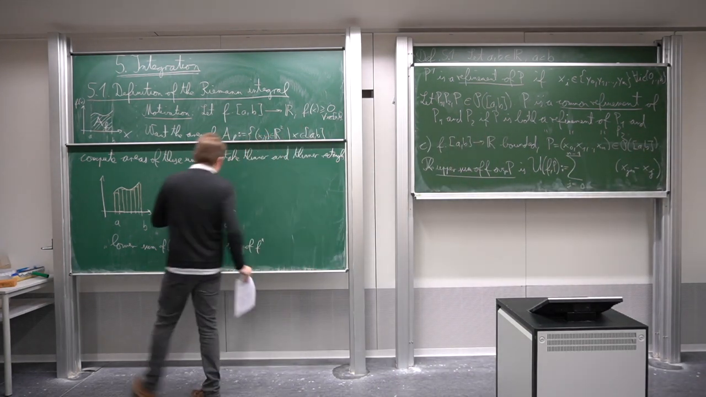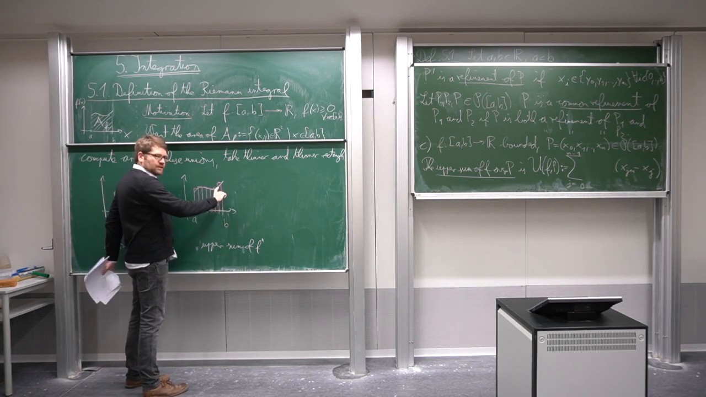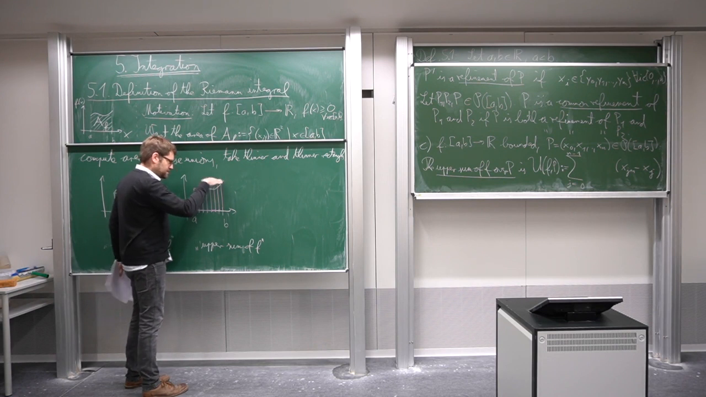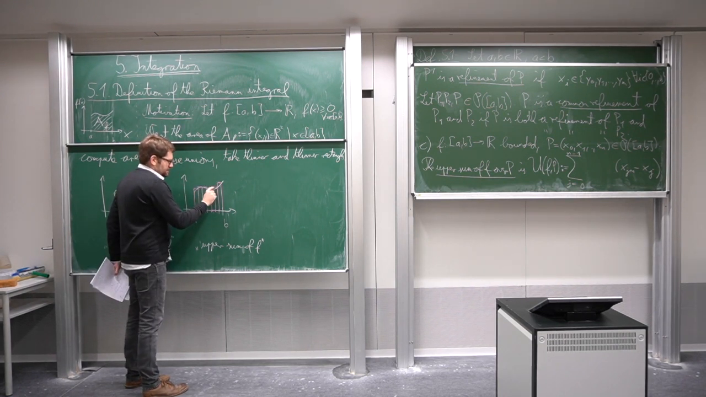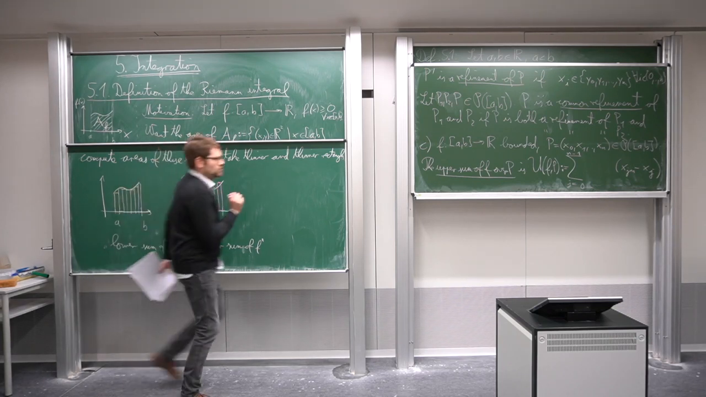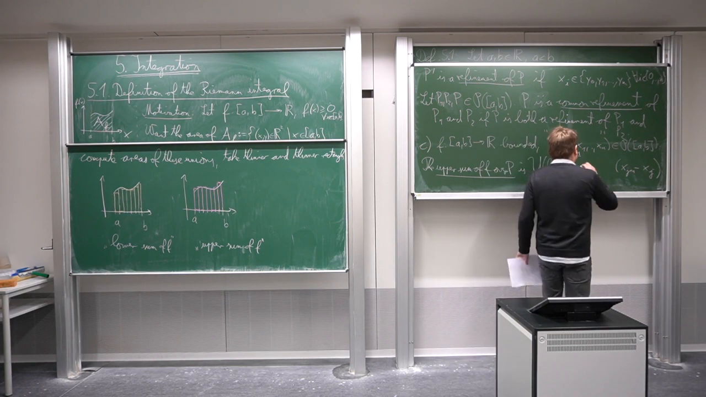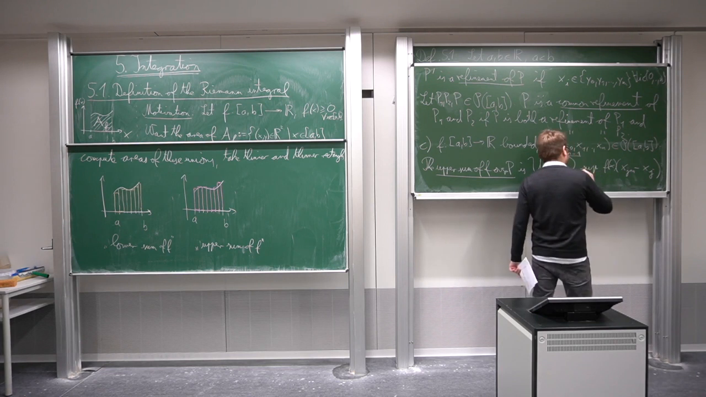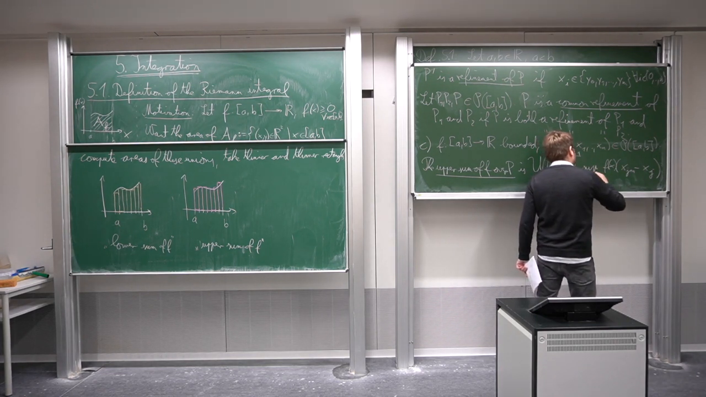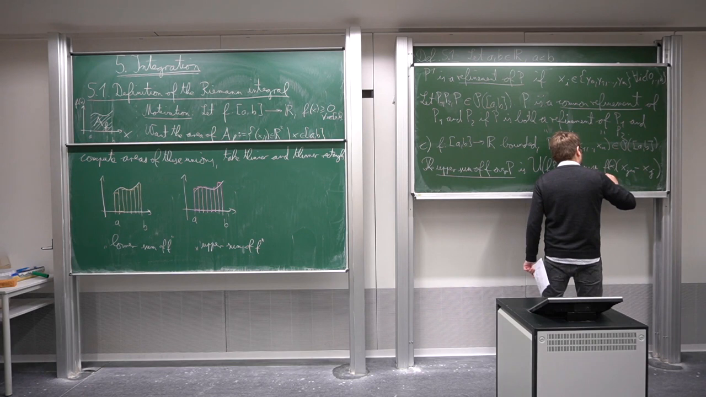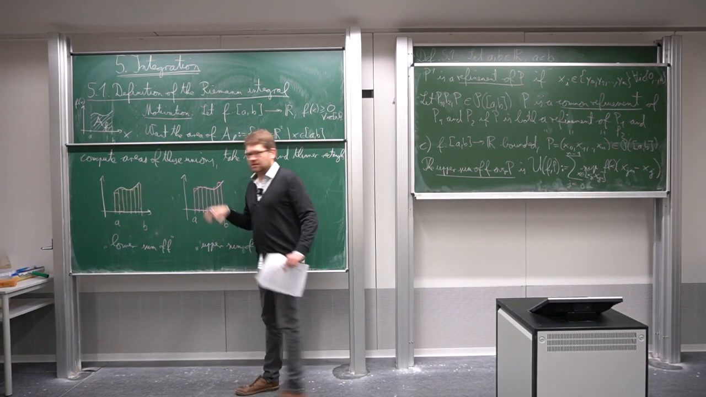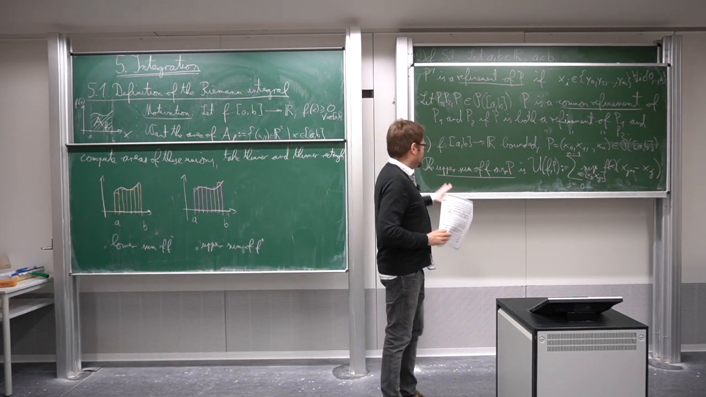Now the other side, what's the height of these rectangles here? So we want to take the smallest rectangle that fits on top of the graph. This means that the height is the biggest value that f takes on this interval. The biggest value, or in other words, the supremum. So the value is the supremum of f(x), where x is somewhere in the interval [xj, xj+1]. This is the area of the union of these rectangles. Okay, this is the upper sum.